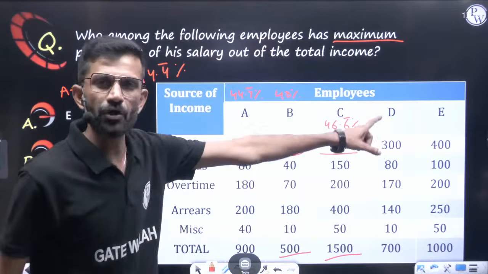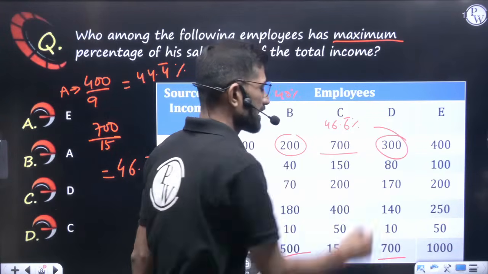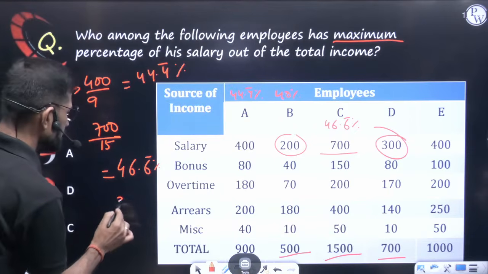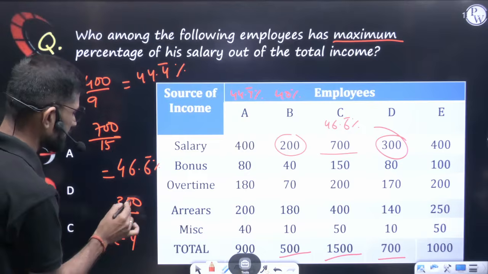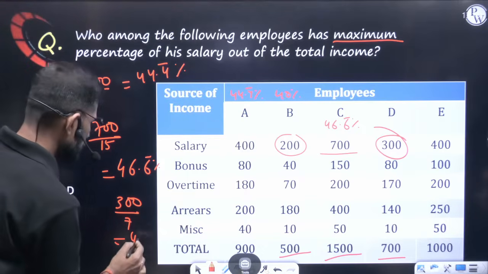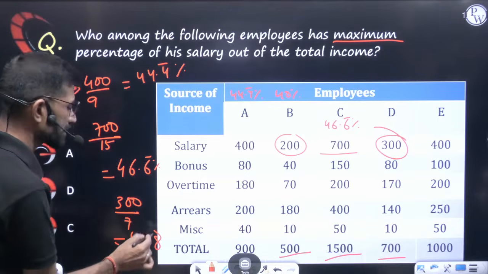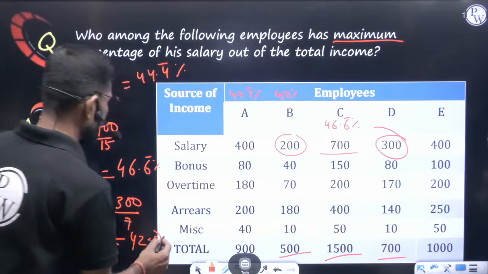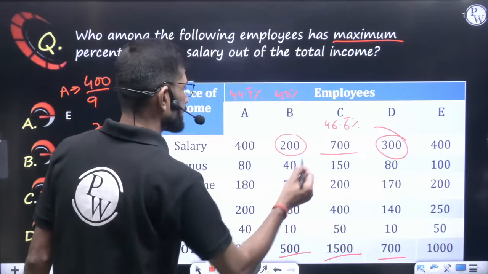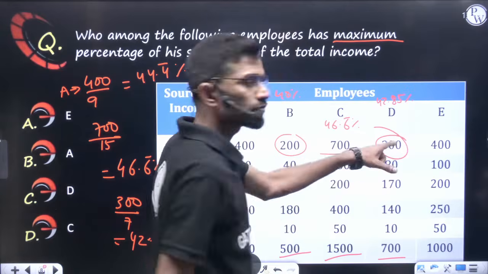Now if you see employee D, total income is 700. Out of that his salary is 300. So out of 700, 300 means we'll go directly 300 by 7, which is equal to, 7 4s are 28, remainder 2, 20, 7 2s are 14, remainder 6, 60, 7 8s are 56. So 42.8 something it will be coming. So 42.85 or something. So 42.85% is his salary out of total income.